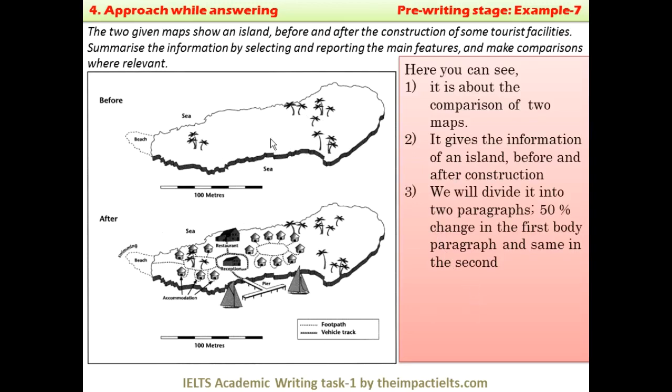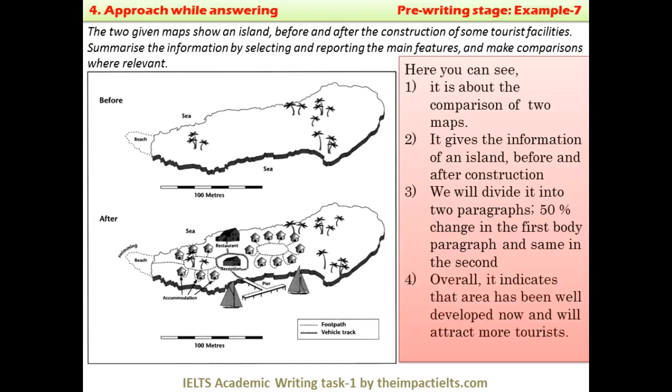We will of course divide it into two paragraphs. Either you can write the first picture in the first paragraph and the second in the second paragraph, or you will start with the major changes, include those in the first paragraph, and some other changes will be in the second paragraph. So both are acceptable. And then overall it indicates that the area has been developed now and will attract more tourists, right? You can see that.